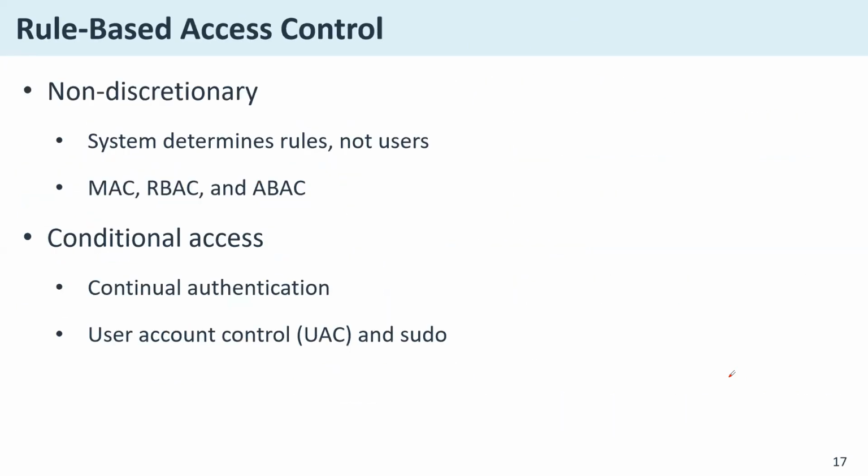But for your exam, you want to be able to differentiate between non-discretionary methods like the rules, mandatory access control, role-based access control, and attribute-based access control. And of course, conditional, which is going to be a continual kind of authentication, or at the user level, where you have permission based on user account control, or you're going to be having sudos, or permissions based on the user level.